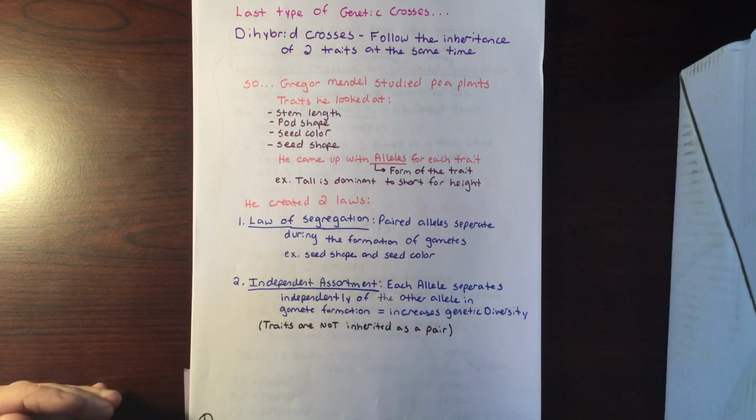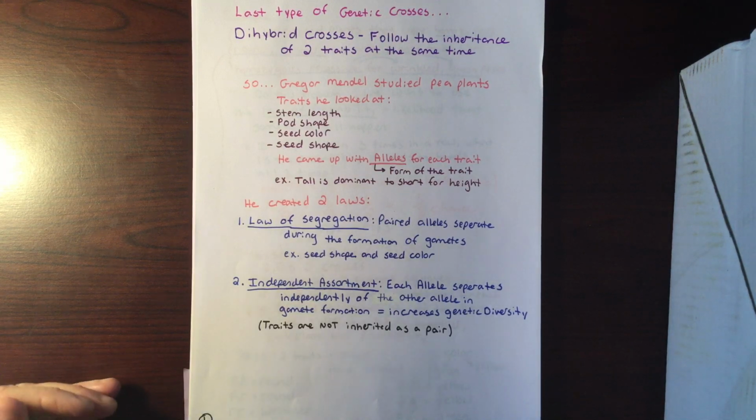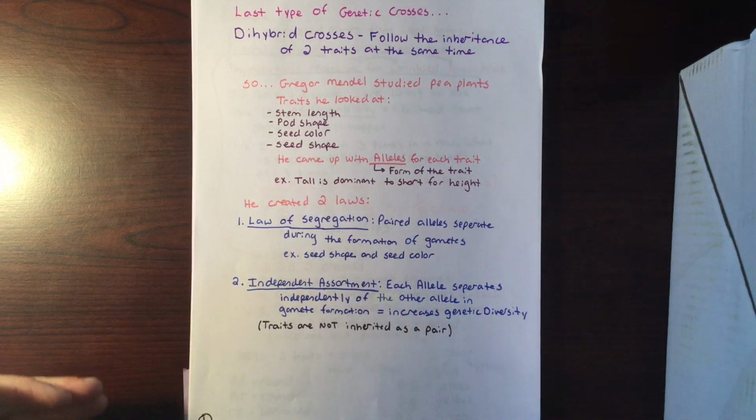An allele is a form of the trait. So for instance, if we were talking about height of pea plants, I can say that tall is dominant to short. So my alleles there would be tall or short, my forms of that particular trait. For seed shape, they're wrinkled or round. Seed color, they're yellow or green. And those are all the different alleles, or forms, of that particular trait.